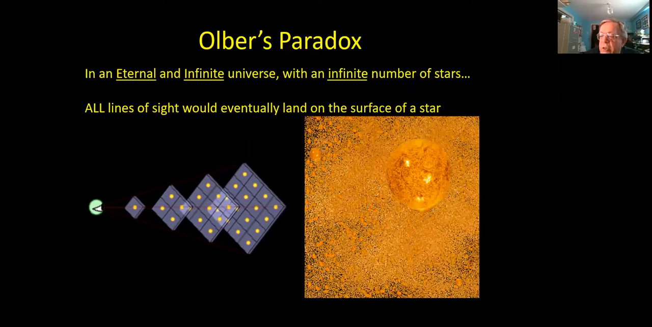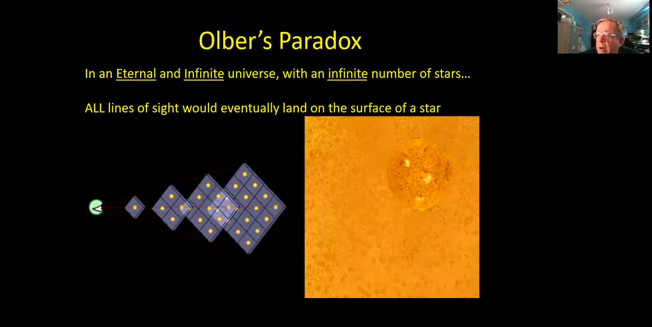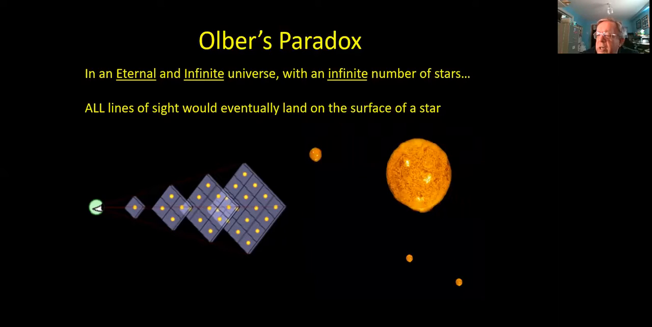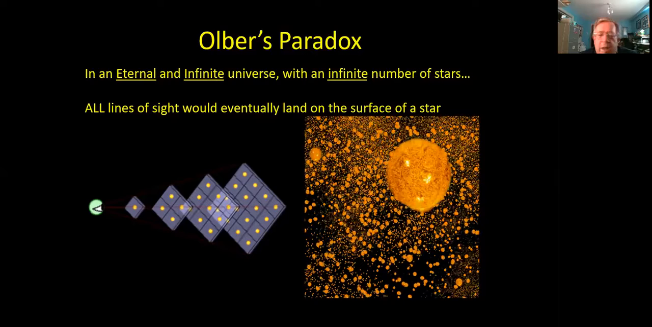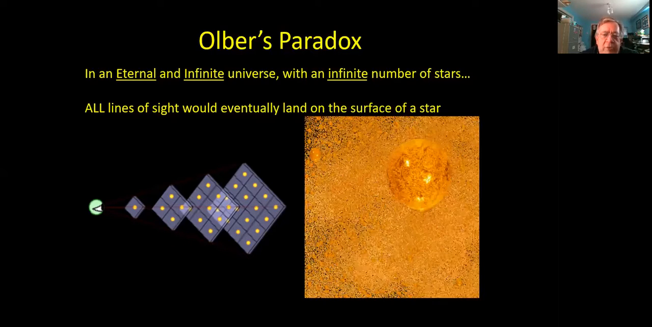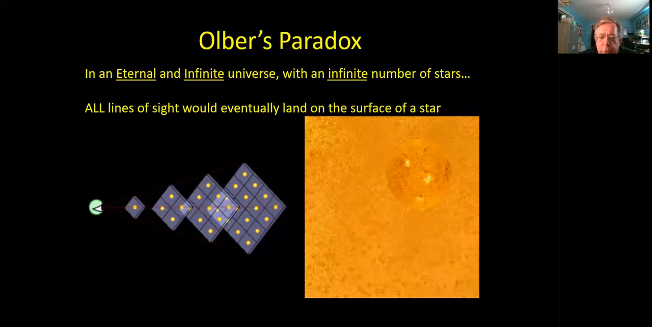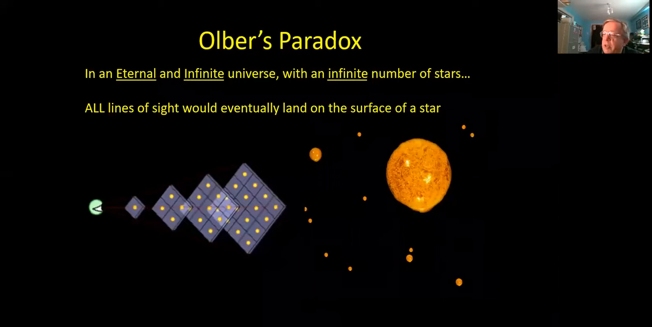And it says that one of those things at the top there must be wrong. It's either not eternal, not infinite, or doesn't contain an infinite number of stars, or 2 out of 3, or all 3 of those could be true. But at least one of them must be true.